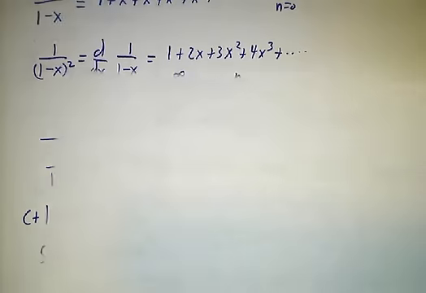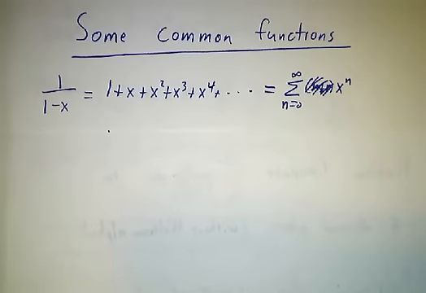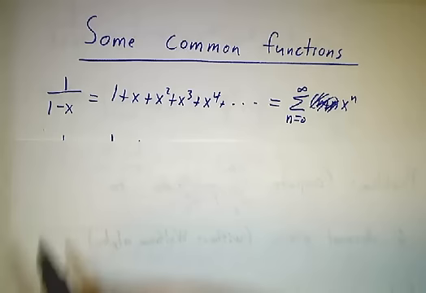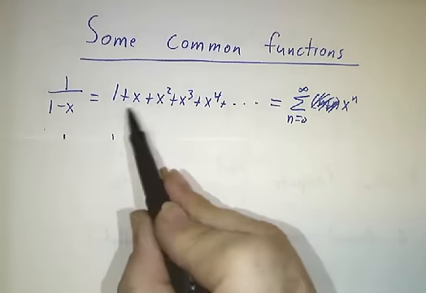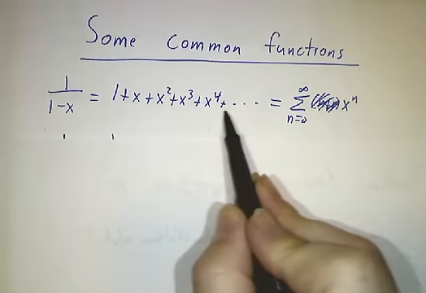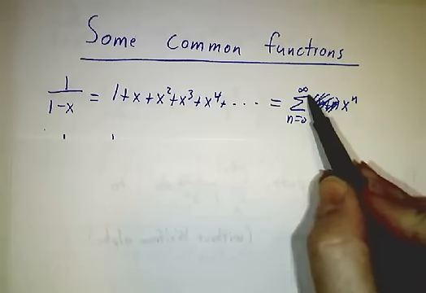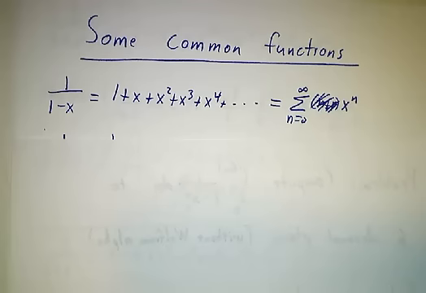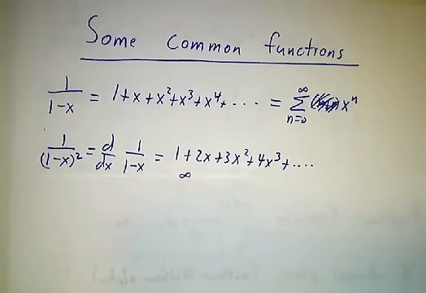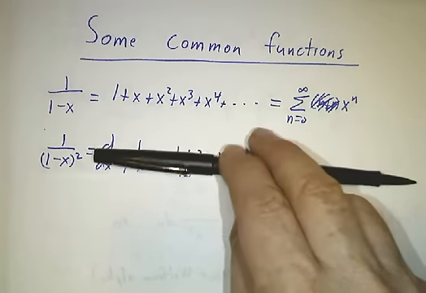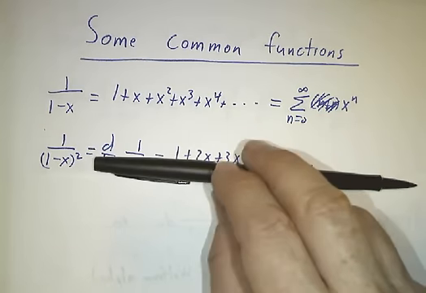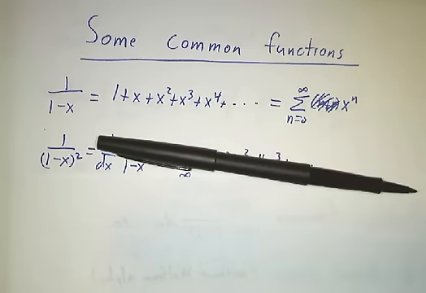The next thing we're going to do is find power series for some common functions. So we already saw that 1 over 1 minus x is 1 plus x plus x squared plus x cubed plus x to the fourth and so on. In other words, this is a sum from n goes from 0 to infinity of x to the n. Well, what if we wanted to understand the function 1 over 1 minus x squared? How are we going to get that?